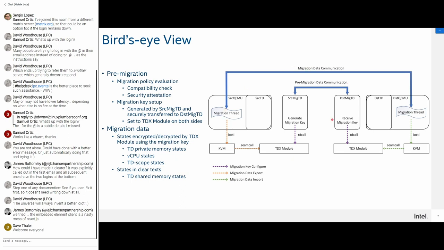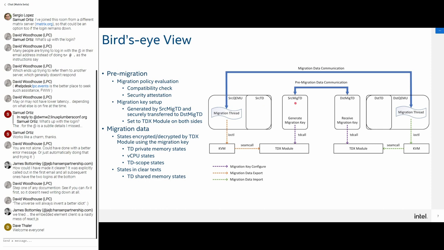Here, as you can see, on the source side, we have a source QEMU. This is the source TD guest that needs to be migrated. And on the destination side, we also have the destination QEMU, which is the destination TD guest, launched when we want to do migration. And on both the source and destination side, we need to boot a special TD called the migration TD. This TD is a service TD. It assists the live migration process of the guest TD.